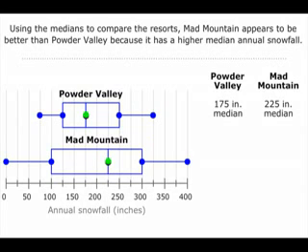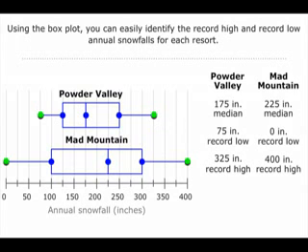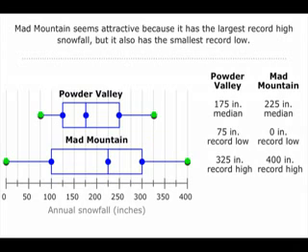Using the medians to compare the resorts, Mad Mountain appears to be better than Powder Valley because it has a high median annual fall. Using the box plot, you can easily identify the record high and record low annual snowfalls for each resort. Mad Mountain seems attractive because it has the largest record high snowfall, but it also has the smallest record low.